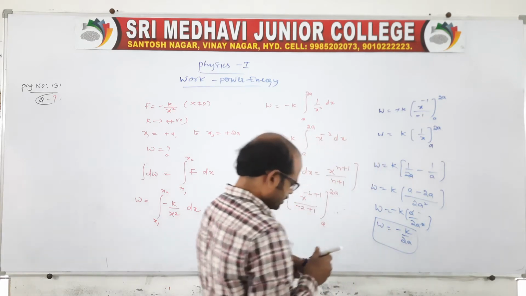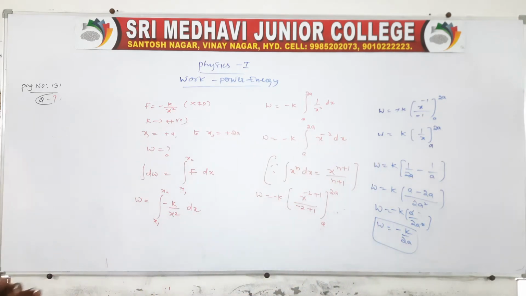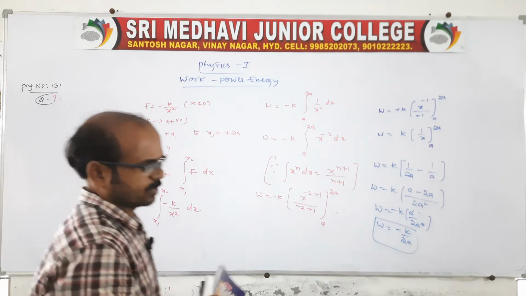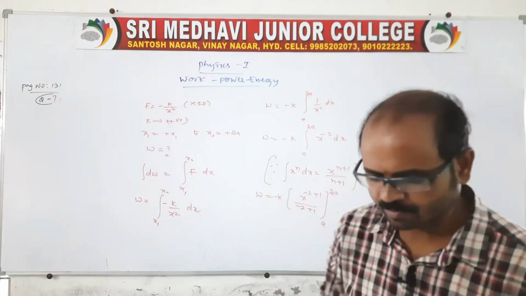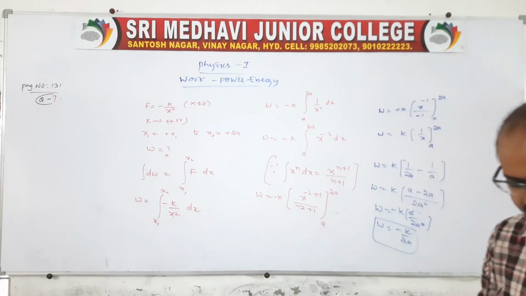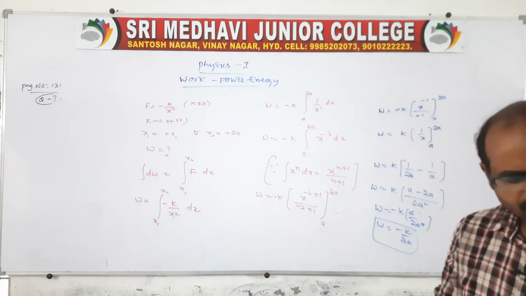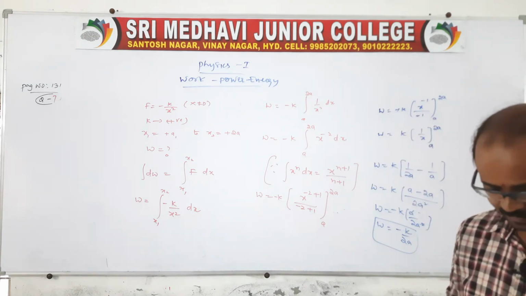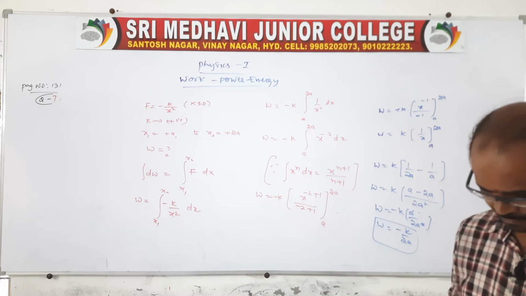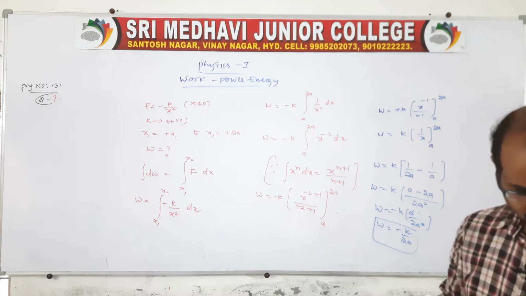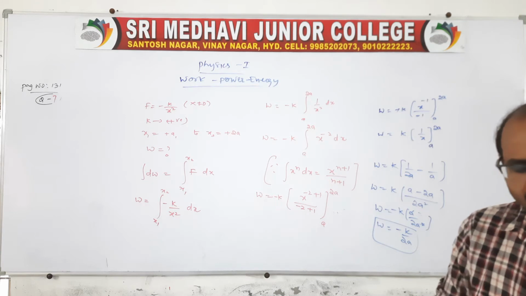This is the final answer for the work done for the given problem. So minus k by 2A is the answer for the work done by the variable given force. Yeah, it is a given problem.